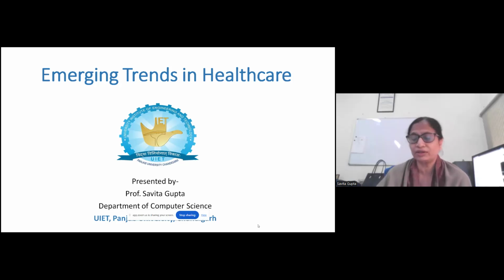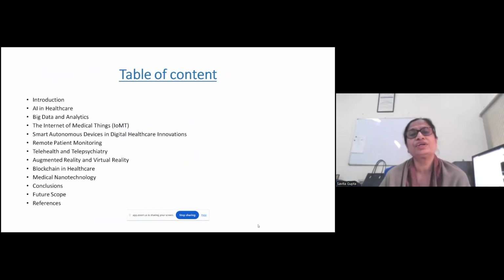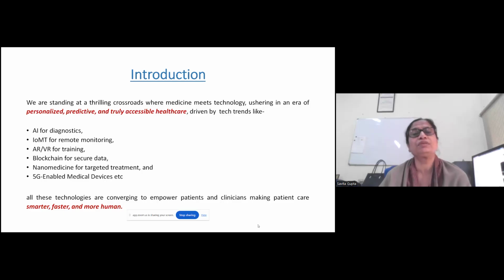So what are the technologies behind this change? I will be giving some insight about all these technologies which are improving patient outcomes, enhancing the quality of patient care and transforming the healthcare ecosystem. My discussion will be around all these technologies.